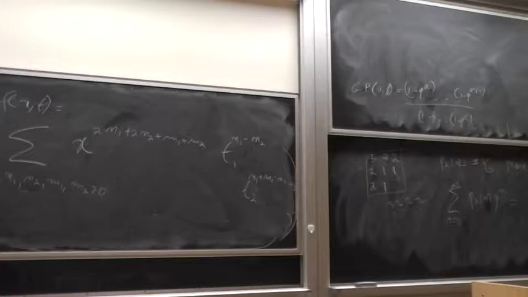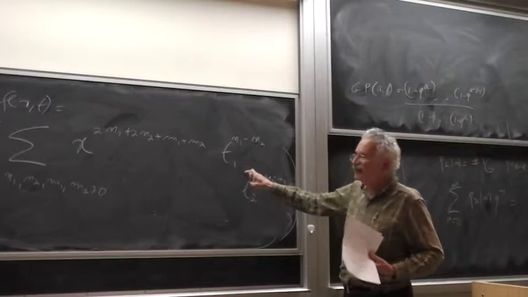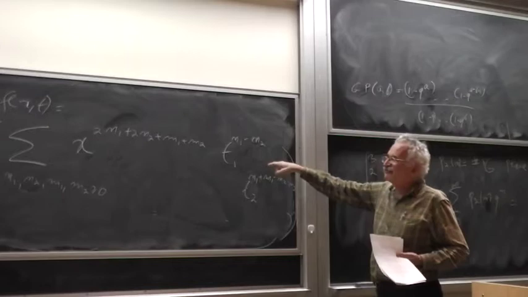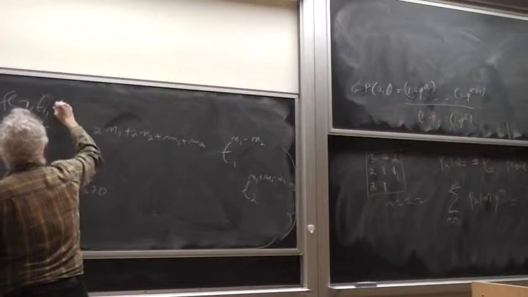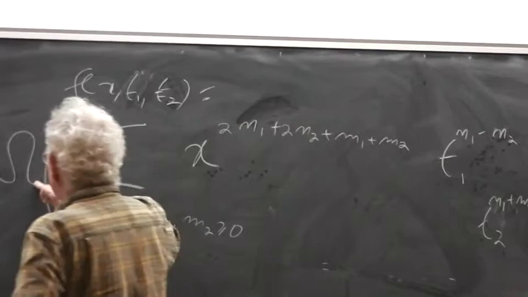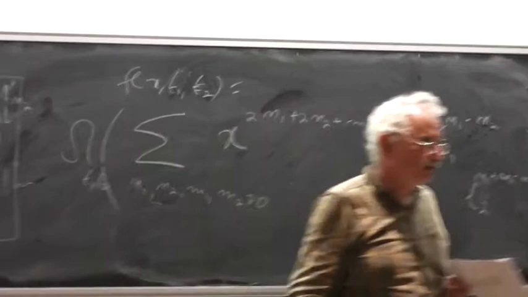Then you can view it as a formal Laurent series in t. It has also negative powers in t, and the coefficients are all formal power series in x. It means no negative x, only positive coefficients by construction. Then the construction is, once you have this, f of x, t1, t2. Then apply the nice, famous, thanks to John Landos, omega operation with respect to t1 and t2.